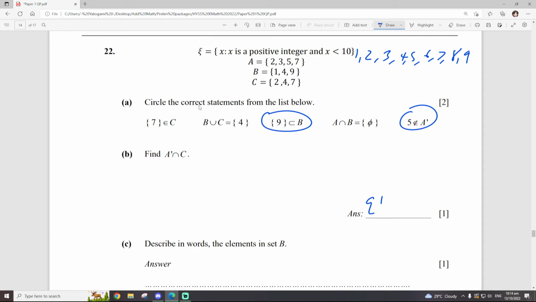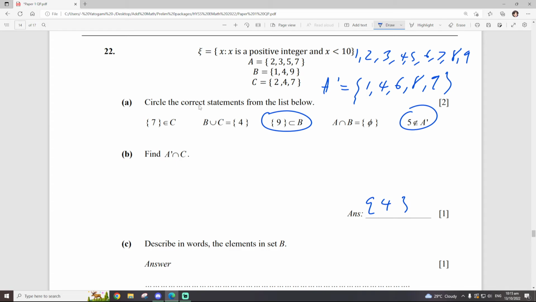2, 3, 4 is in 4 is also a set. No, wait, sorry. Oh, it's not A intersect B, it's A prime intersect C. So it's not 1. So the A prime, you can actually list A prime if you want. So A prime is 1, 4, 6, 8, and 9. And you'll see that the only common element is 4. So it's the set 4, that's it.